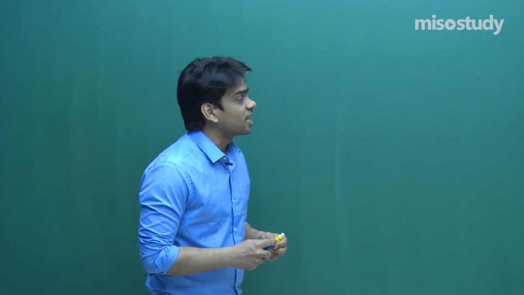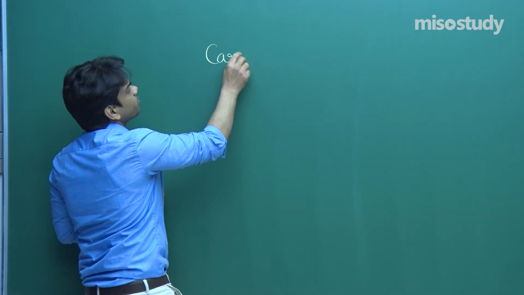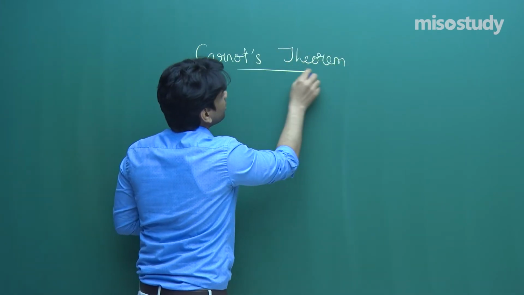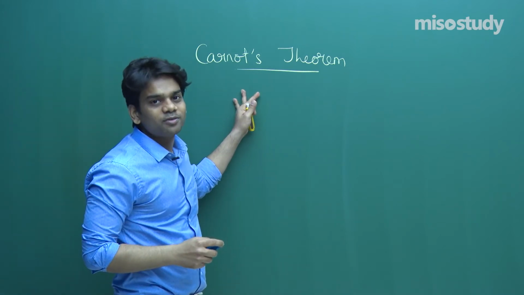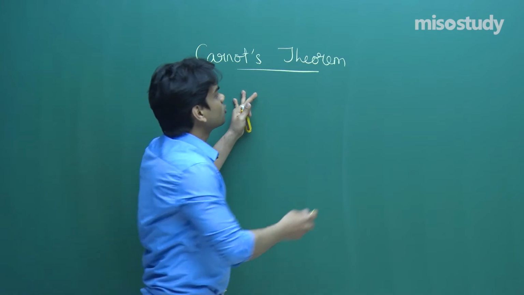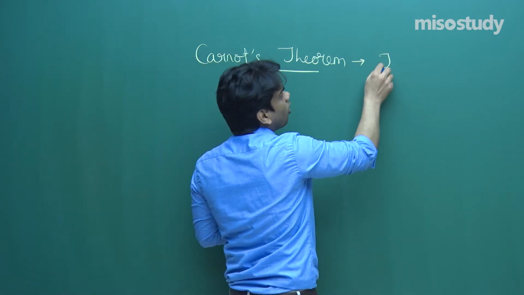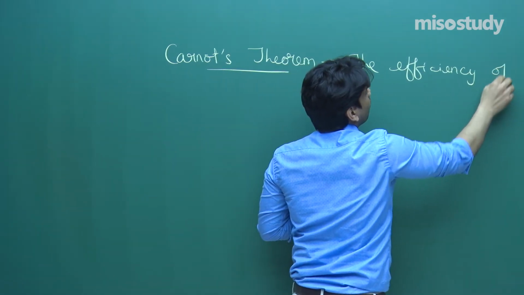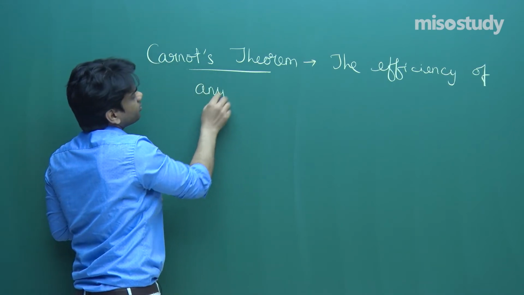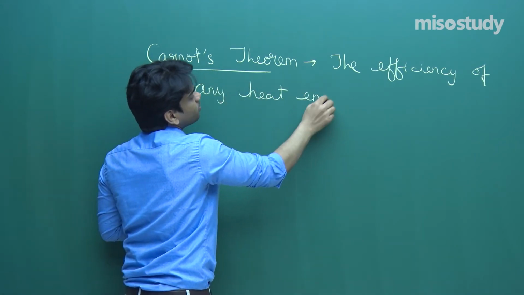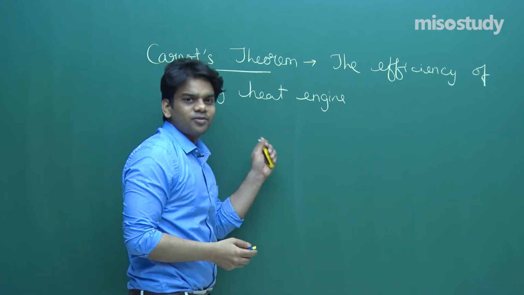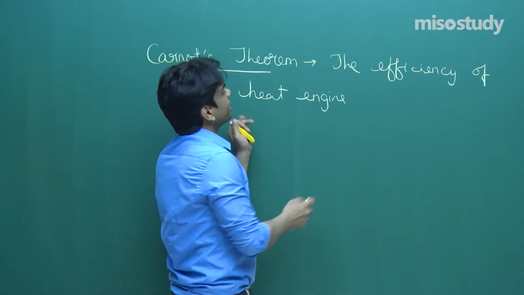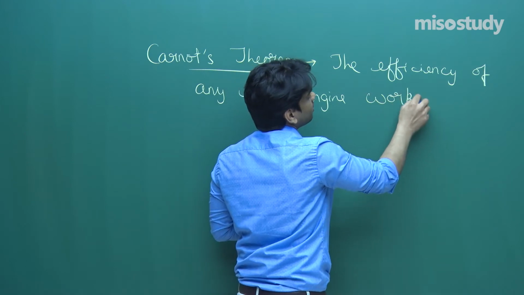Now Carnot's theorem states that for any kind of engine, its efficiency cannot be more than the efficiency of a Carnot engine, that we have already studied, that is working between two temperatures. So I will state that the efficiency of any heat engine working between two temperatures. I already have told you that any engine will be working between two temperature sets.